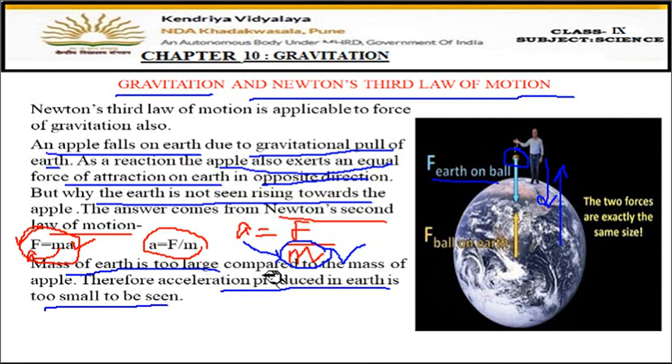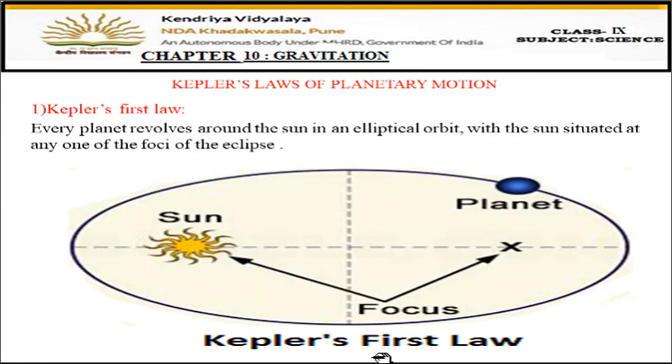Fine, both are applying equal and opposite force of attraction on each other, but the apple moves towards the earth because its mass is less, so the acceleration produced in the apple will be more. But why is the earth not seen to be moving towards the apple? Because the mass of the earth is very large, and so the acceleration produced is very, very less, right? So I hope this relation is clear to each and every one of you. Now let's move on to the next slide and see Kepler's laws of planetary motion.